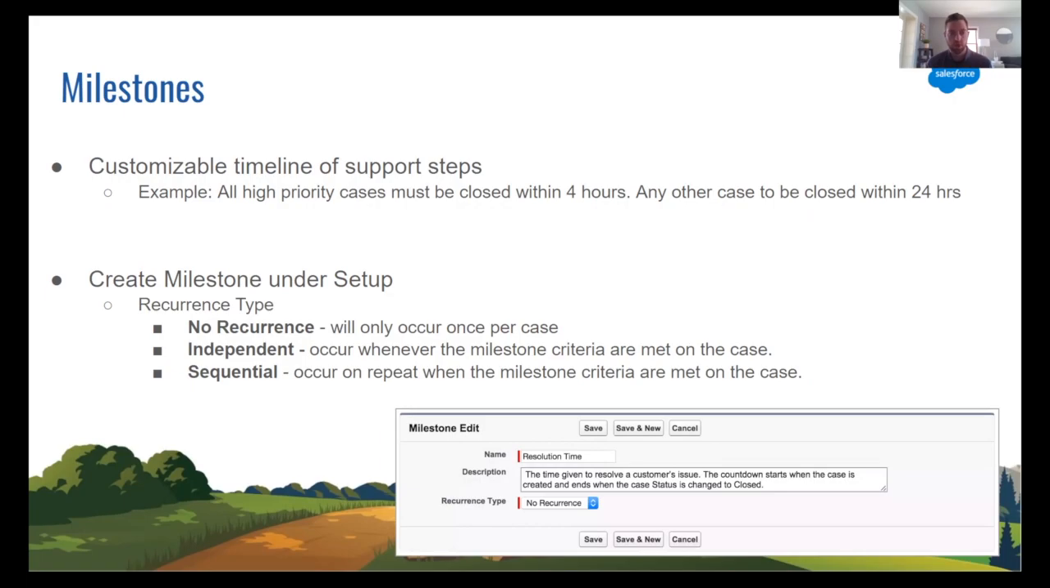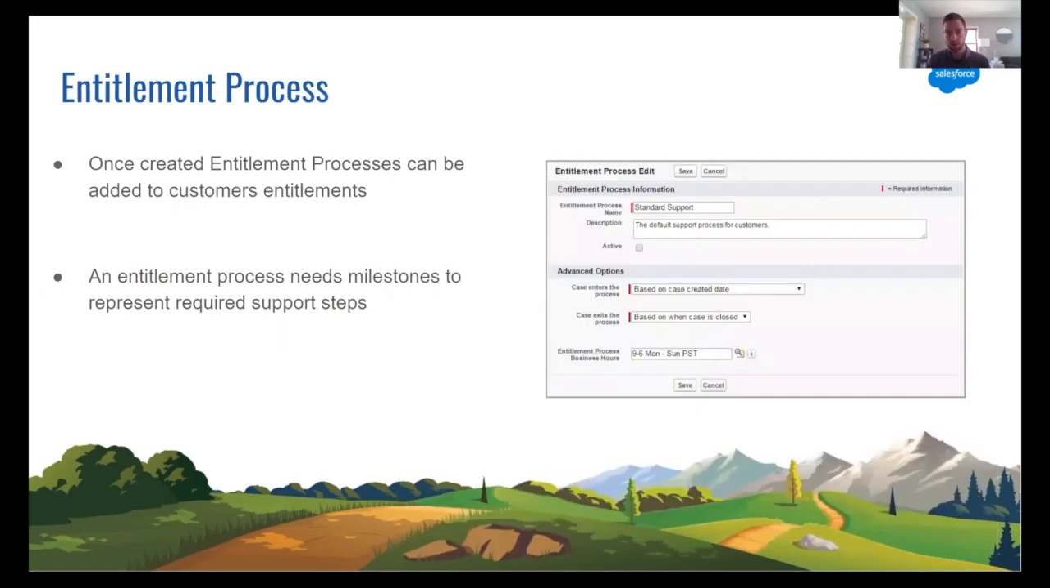And sequential occurs on repeat when the milestone criteria are met. So this would be it. The milestone can happen, the criteria could be met again, and maybe the first one hasn't ended yet, but it'll just keep on going. So it doesn't necessarily have to be closed on those. So that's our step 1 in these entitlement processes is we create our milestone. Now we go in and create our entitlement process. So once we create this is how we loop in those milestones, and then we add to our customers eventually.